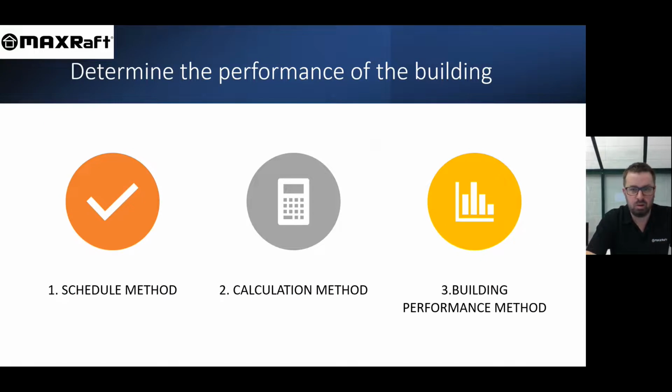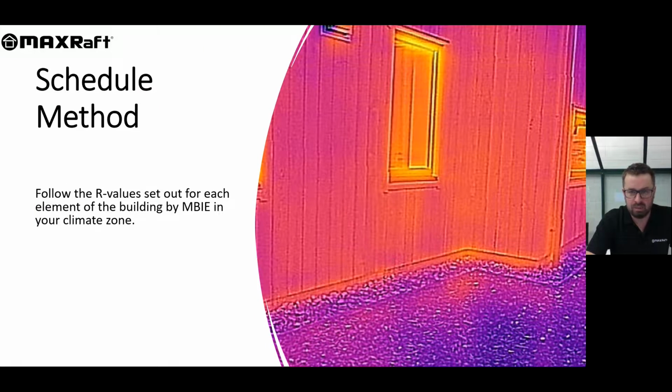So to actually comply with the building code for all the elements that have changed, you can do this in one of 3 ways. There's the schedule method, the calculation method, or the building performance method. The schedule method is pretty simple. Essentially, you're choosing just to comply with the requirement for each element of the new building code as set out by MBIE.